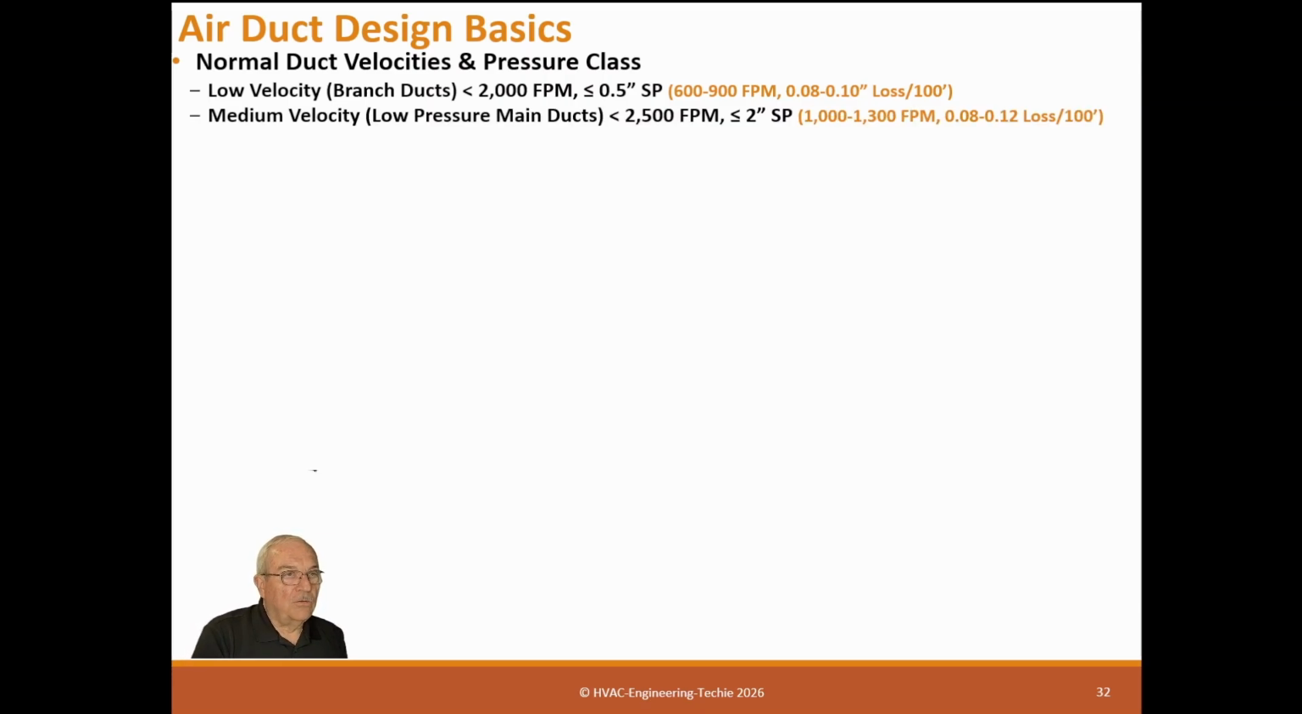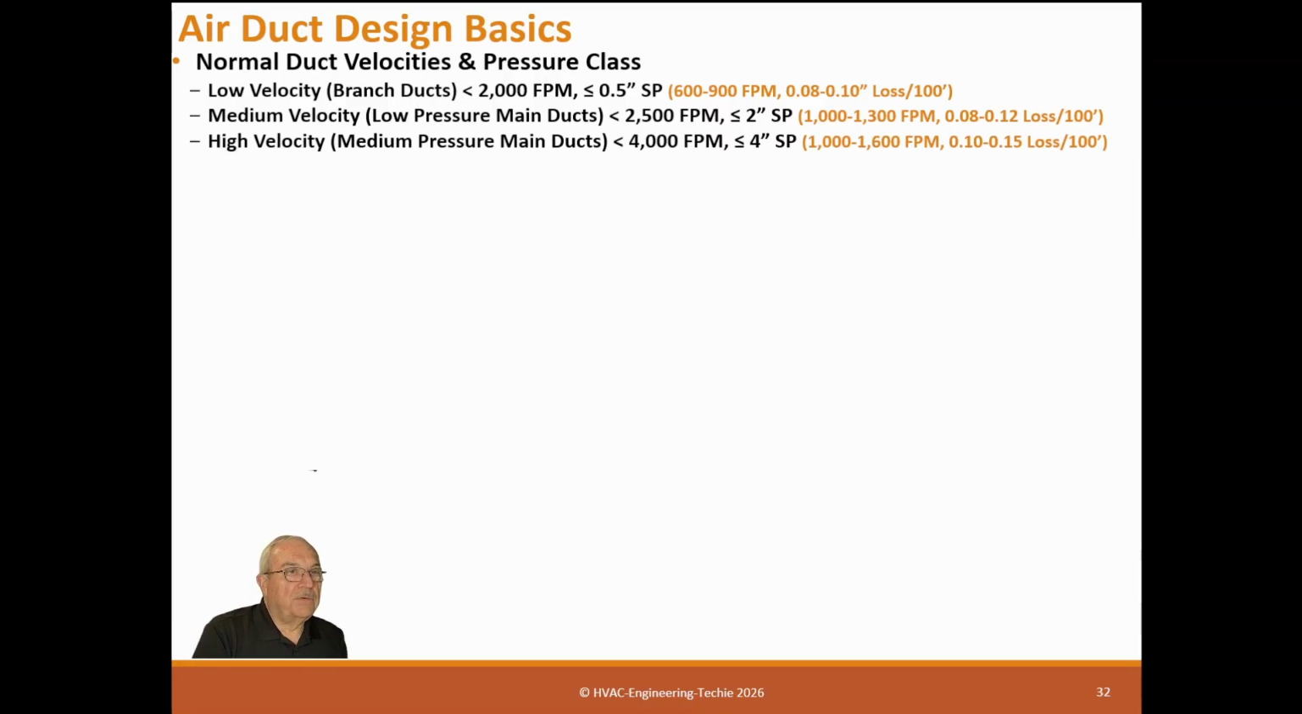Medium velocity, low pressure main duct was 2,500. Still, that velocity is too high. But plus or minus 2 inches is still adequate. Normally you'd keep velocities between 1,000 and 1,300 feet per minute. Still size around 0.08 to 0.1.